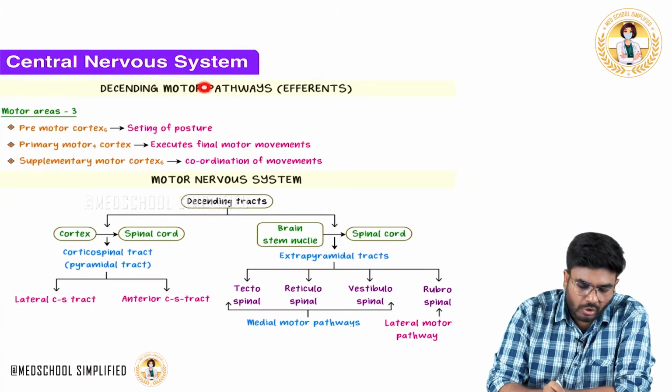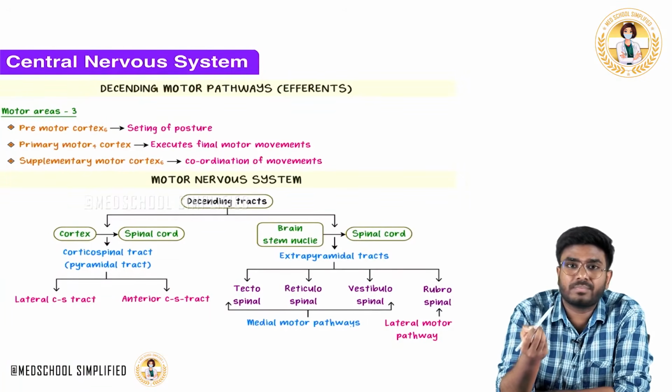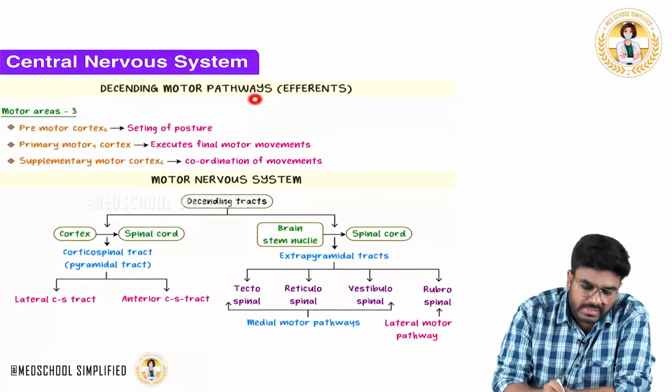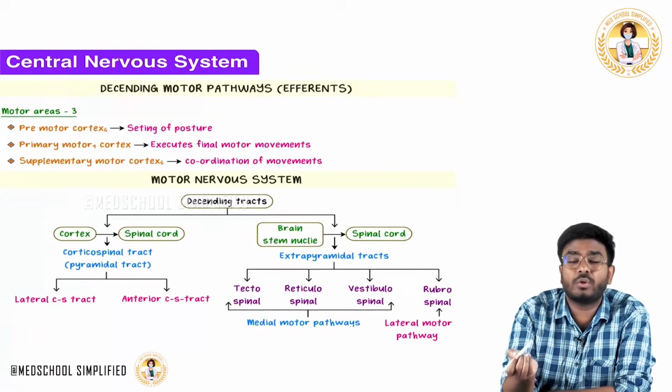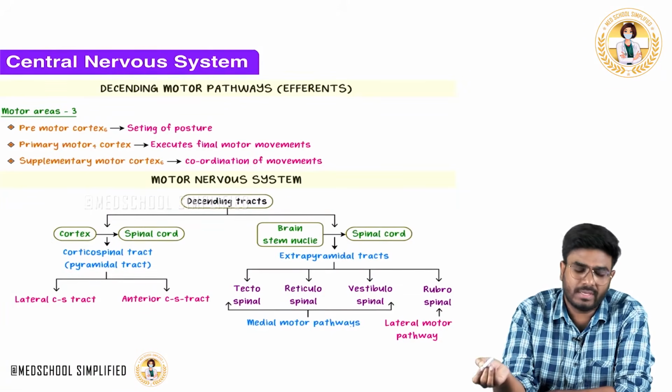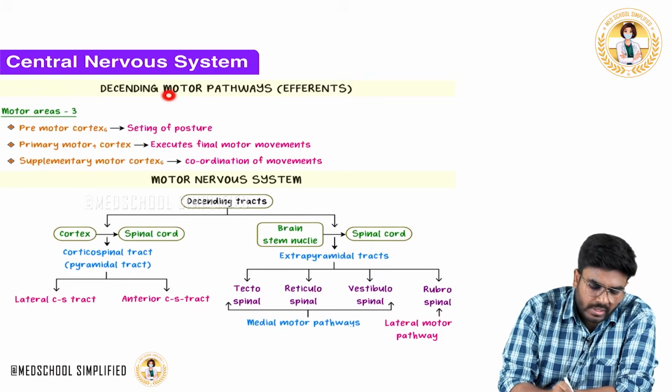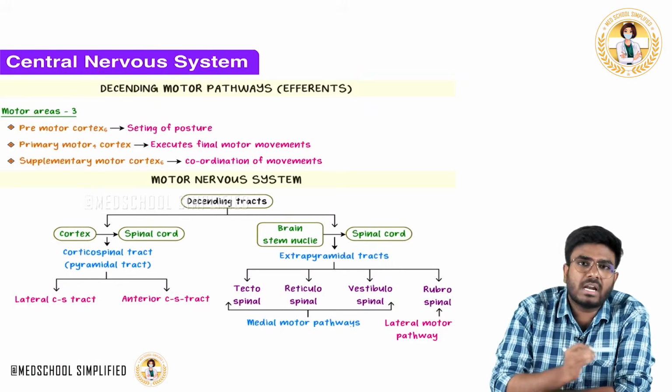Now we all know motor pathways are descending pathways. Why? Because ascending are the sensory pathways. Descending motor pathways are also nothing but the efferents. Efferent means motor. We have already discussed that motor neurons are called efferents. First of all, let's discuss the cortex. Let's start from the cortex.